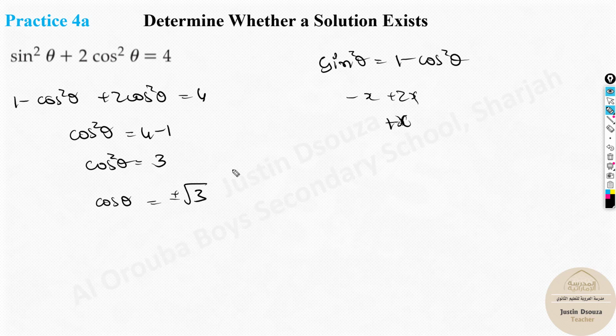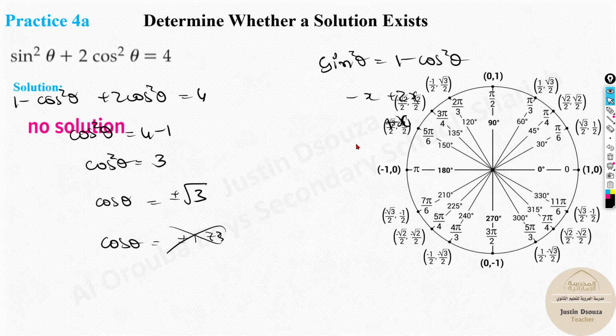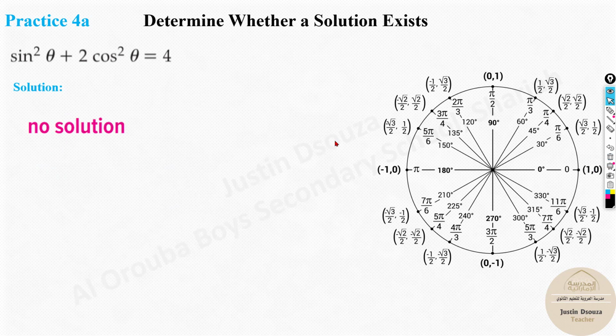Now root 3 is about 1.7. So is there any solution now? Cos theta cannot be plus or minus 1.73 or something. It's wrong. There is no solution for this. Why? Because this is outside the range of cos theta. This is an easy one. There must be no solution. Yes, no solution is the answer.